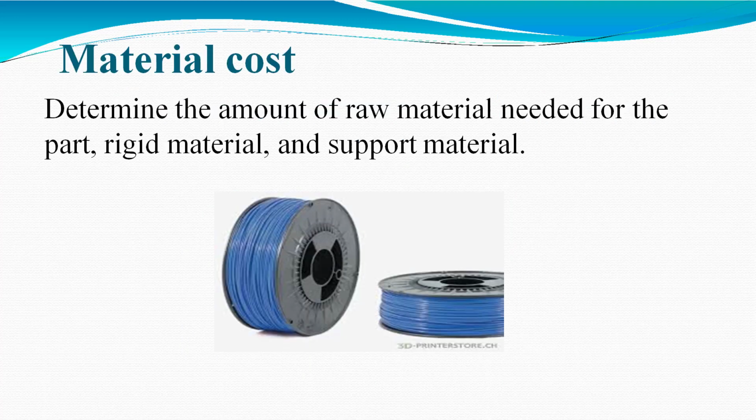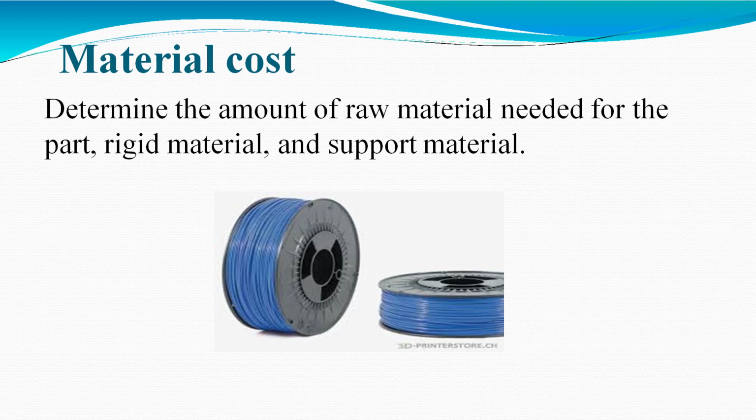So the first is material cost. Whenever we talk about the cost, the first thing that comes to our mind is the cost of raw material. The raw material cost will consist of the part and support material. So if you buy a PLA material spool of 1 kg and the cost is 2000 rupees, then if your part needs 100 gram of PLA material, the cost will be 200 rupees.